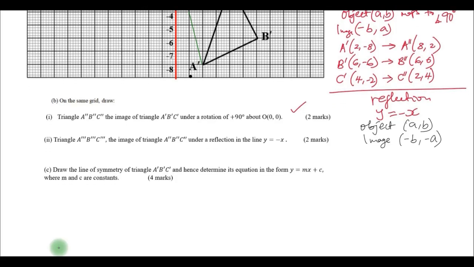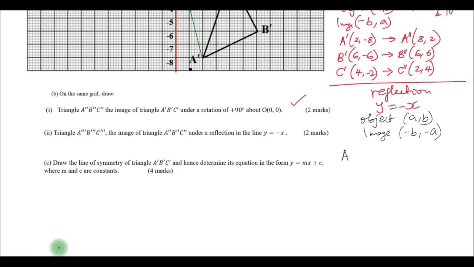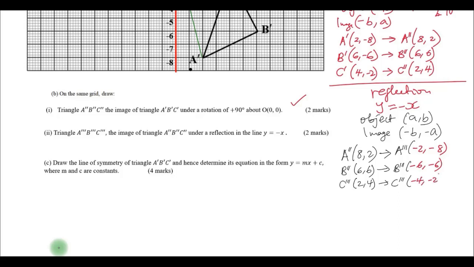So in our case we have now A double prime, B double prime, C double prime: (8, 2), (6, 6), and (2, 4). Then they are mapped onto A triple prime, B triple prime, and C triple prime. So this will be (minus 2, minus 8), then this will be (minus 6, minus 6), and the other one will be (minus 4, minus 2).